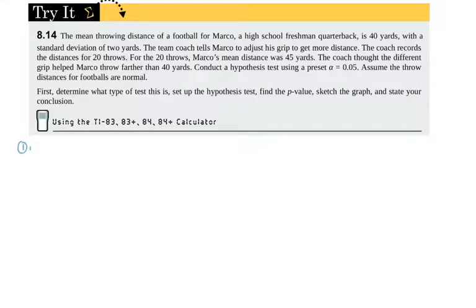Okay, so here's another example. If you want to go ahead and pause it and give this a go, I'll then work it out. It's asking us to use a TI or some technology, so we're going to go a little bit heavier on that and not get so much into the formulas.